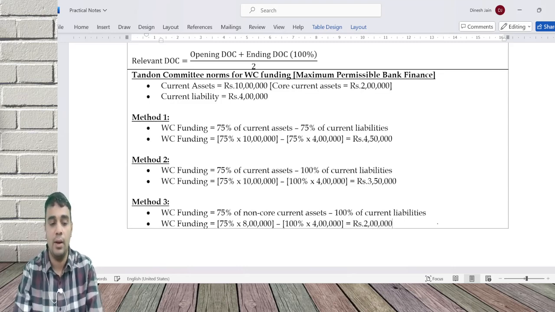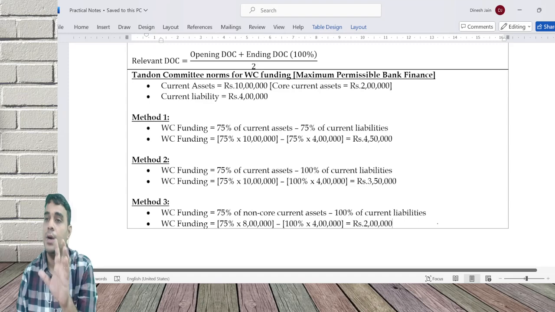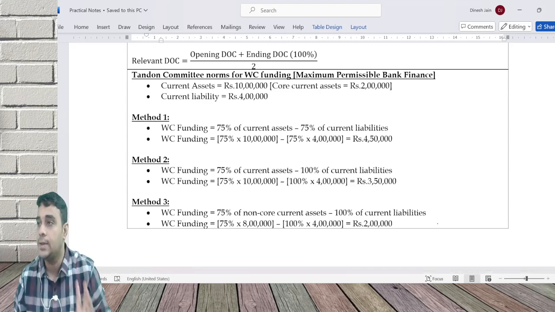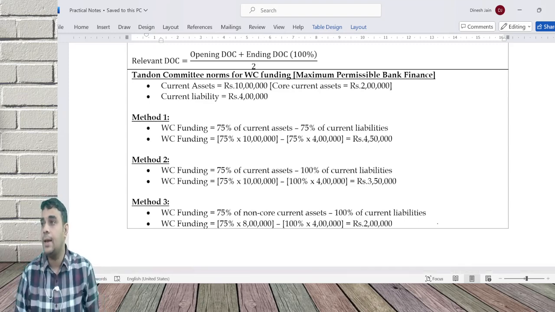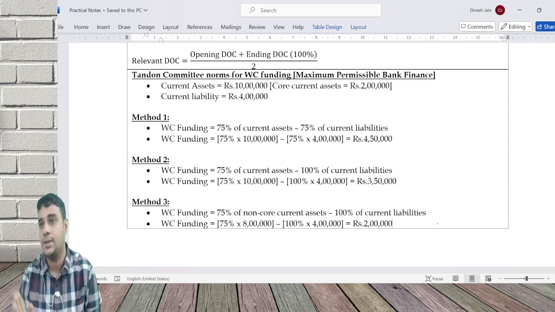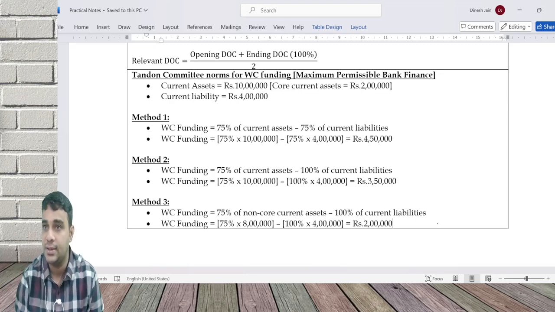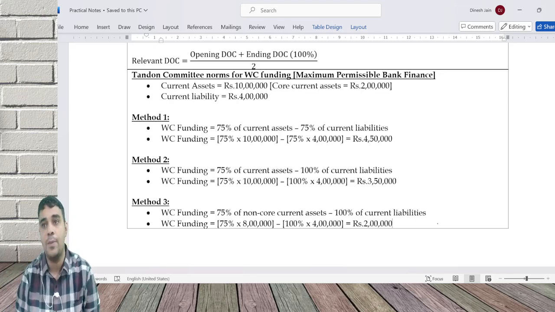You will give a loan according to this calculation. First method 4,50,000. They are working with an ideal current ratio of 1.33. You will have to understand what 75-25 is. 1.33 is broken down as 1 and 0.33. 1 is current liability, and 0.33 is your own money, which is in the form of equity, not in the form of debt. Any doubts on this? Clear?